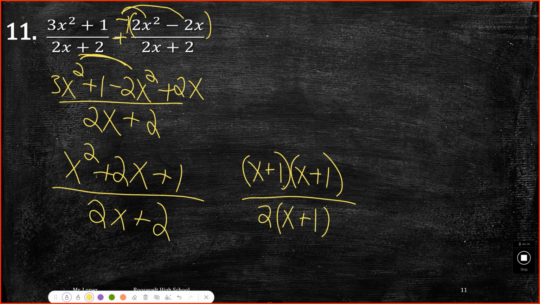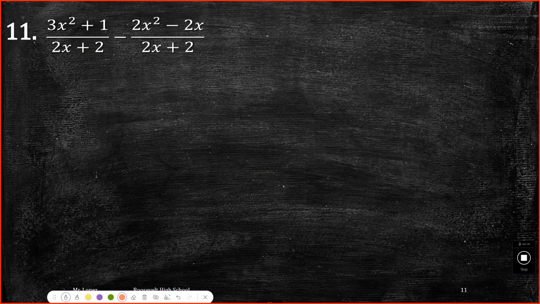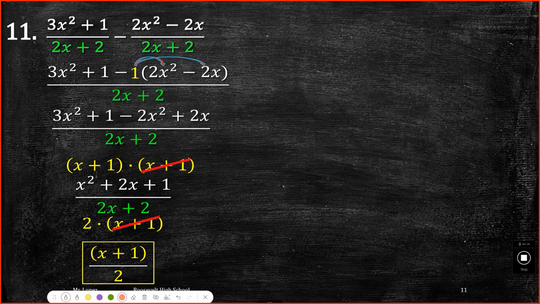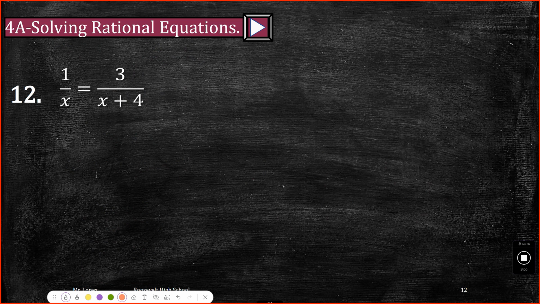What can we do? Cancel out a set at the top that's equal to the same set at the bottom. So then the answer is x plus 1 over 2. And put parentheses around it. That's the answer right there. All right. All that for this.